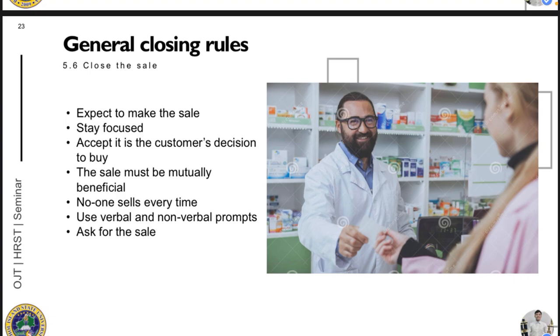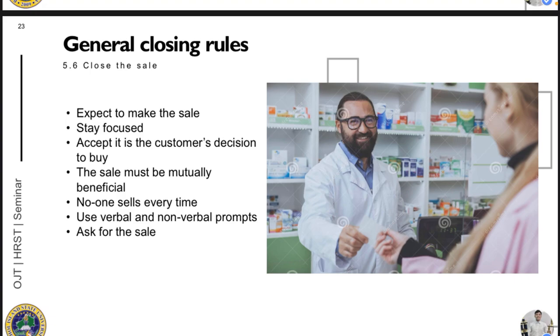Also, the sale must be mutually beneficial. All sales should benefit the customer and the venue. It should meet the customer's needs and expectations and should also make a profit for the business. Okay, again, it is a win-win situation. The customers benefit and the business owners also receive money. Win-win situation.